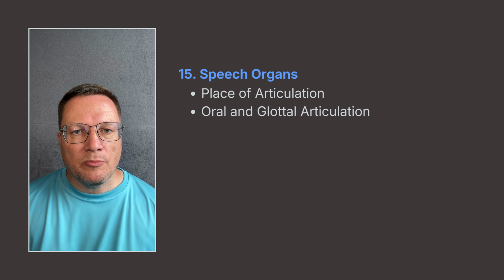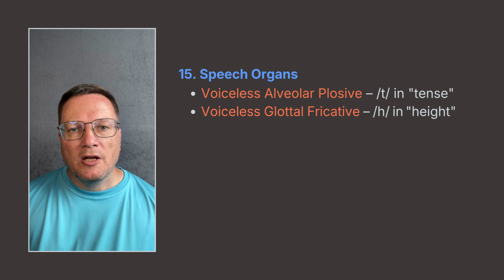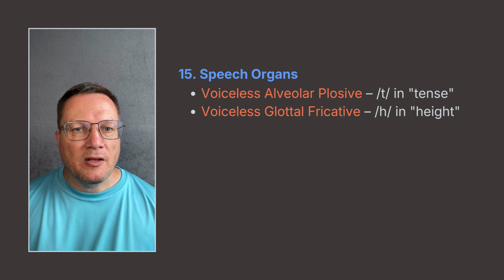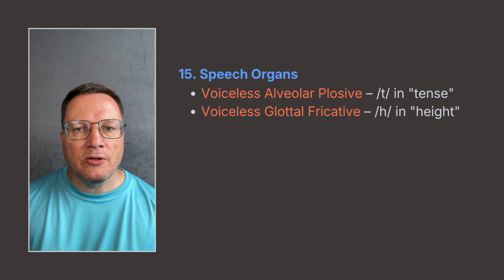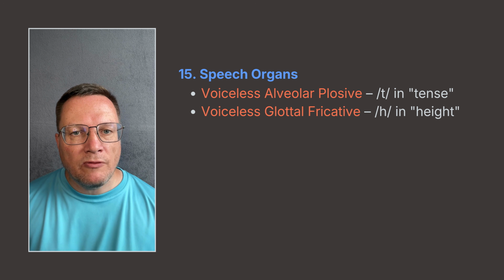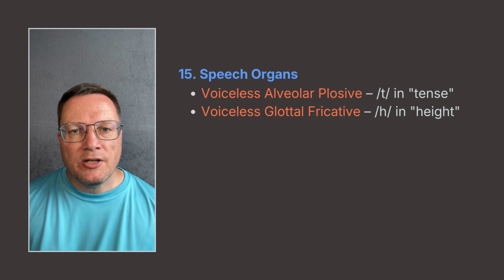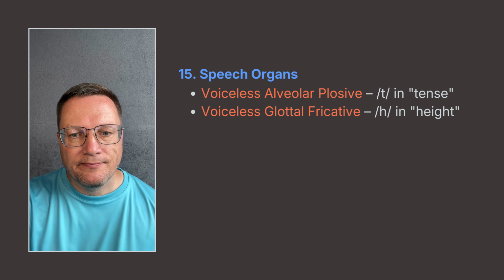Most consonants are produced by oral articulation, in which an active articulator moves towards a passive articulator. For example, the initial sound of tense is a voiceless alveolar plosive. The tongue is the active articulator and the alveolar ridge is the passive articulator. By comparison, height begins with a voiceless glottal fricative, articulated at the glottis without contact between active and passive articulators.